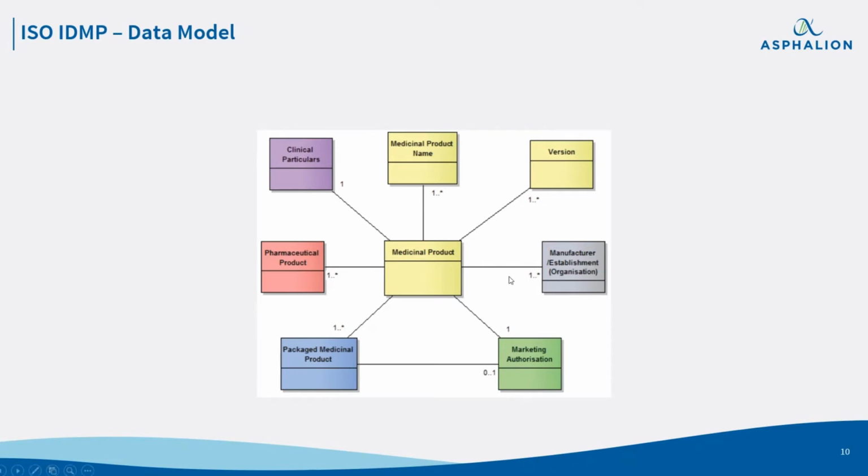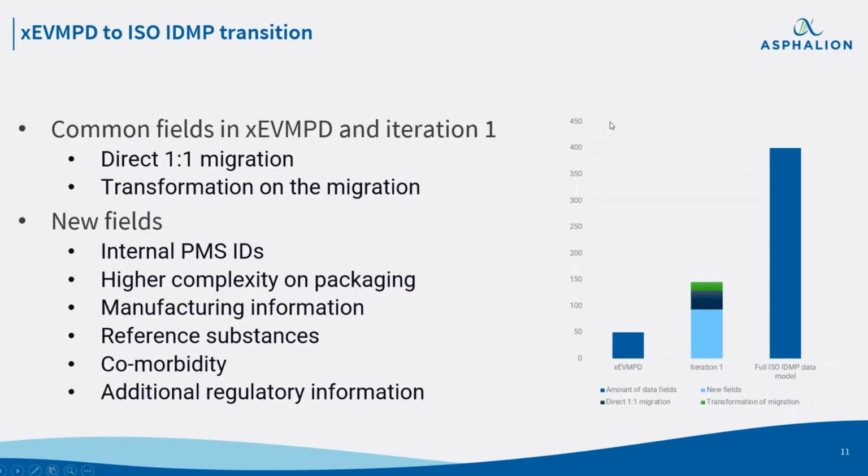Then we have all the information related to the marketing authorization, the packaging, the composition, and also the clinical particulars. This is just so you get an idea that the information covered in ISO IDMP is not something exclusive to regulatory affairs. This is affecting the whole product itself. So first we need to understand what the data fields are and where we can find them.